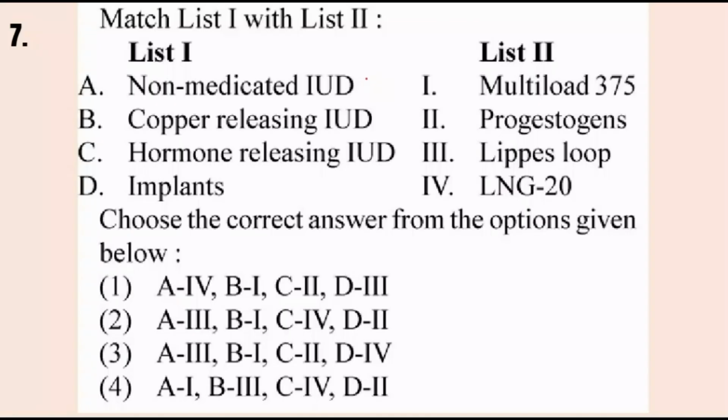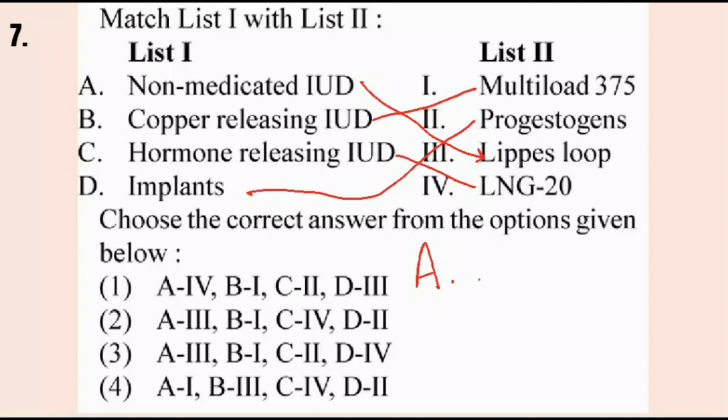Question number 7. Match list 1 and list 2. List 1, A option says non-medicated IUD. That will be Lippes loop. Copper releasing IUD. That will be Multiload 375. Hormone releasing IUD. That will be LNG20. Implants. What is remaining is implants. That will be progestogens. Now we have matched. Now we'll match the options.